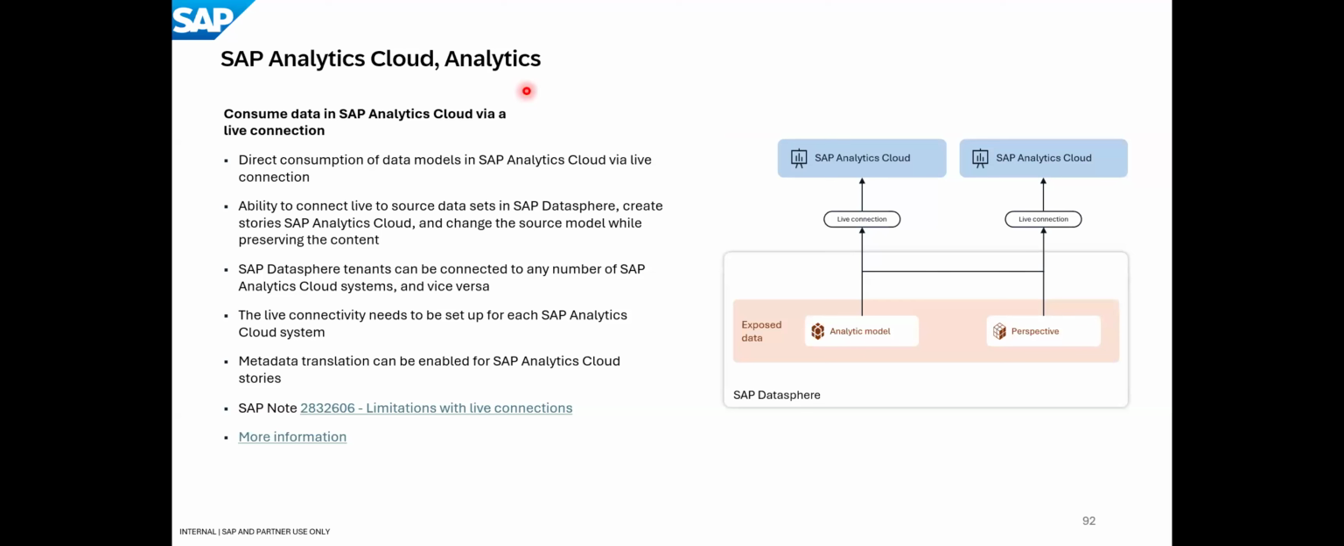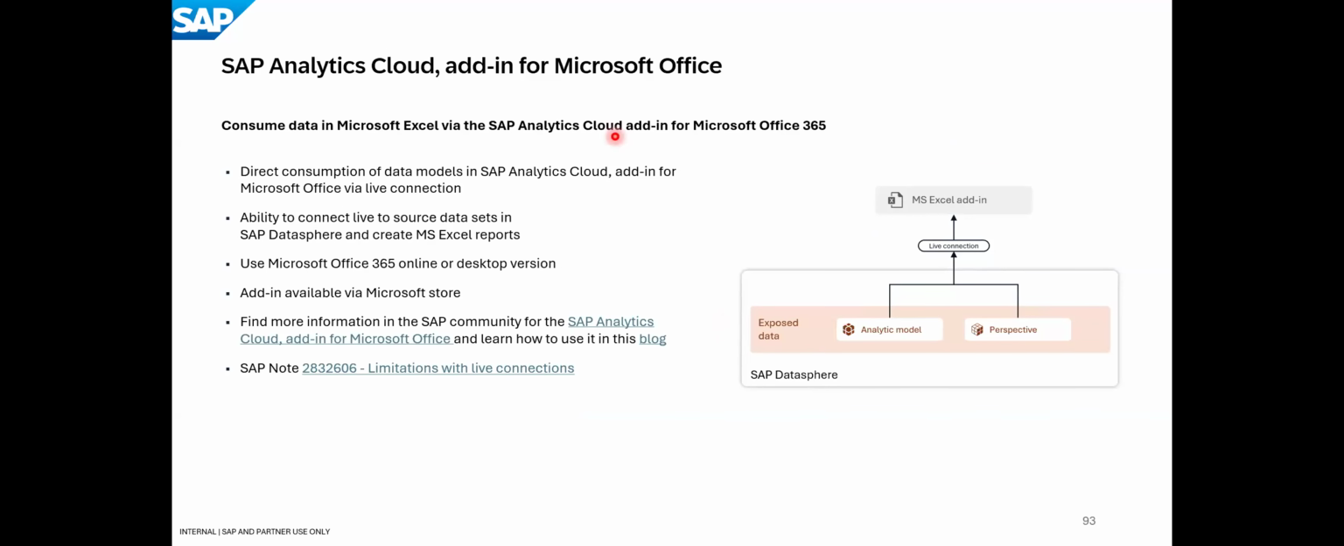So this is how you consume your models for analytics in SAC via live connection. The analytical models that you create, or the perspectives that you create on top of business models, can be directly consumed by a live connection in SAC. As you can see in the image, a single Datasphere tenant can connect to multiple SAC tenants and vice versa. And if you need more information around this, you can refer to this SAP note, which we have embedded here in this slide. And for the Microsoft add-in, again, it can be consumed via live connection. And for more information, you can refer to this SAP note and these links embedded in the slide.